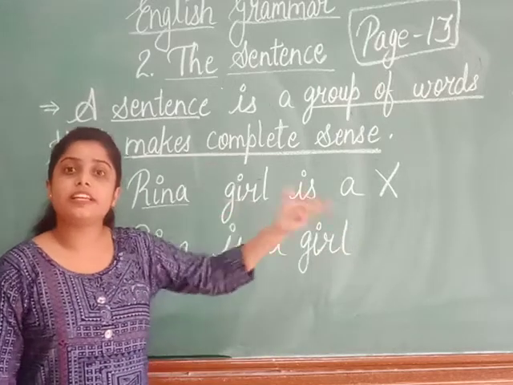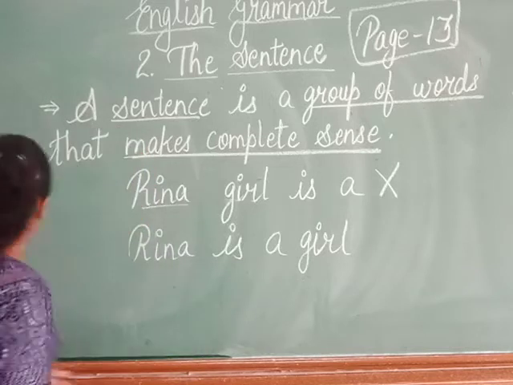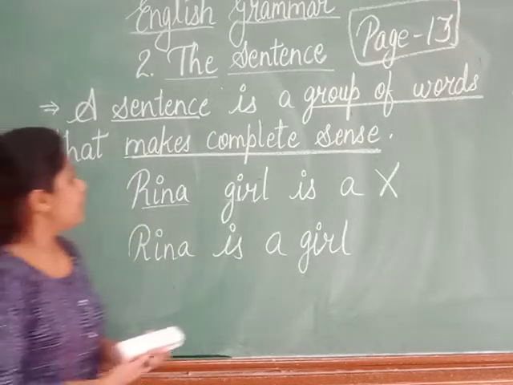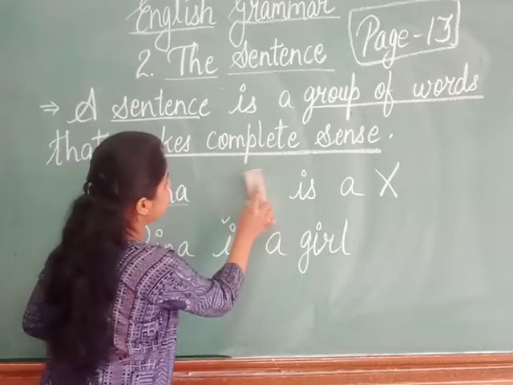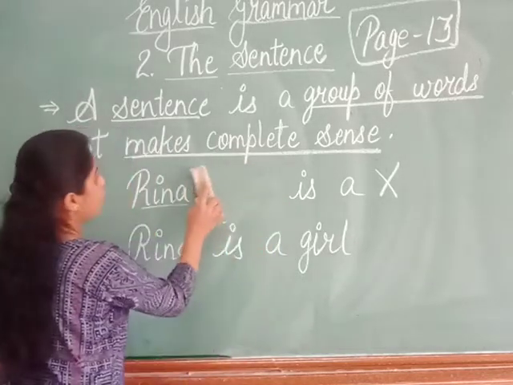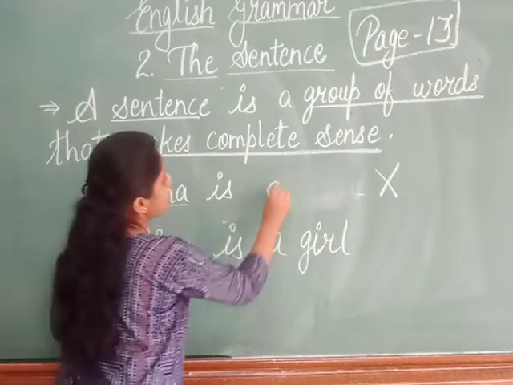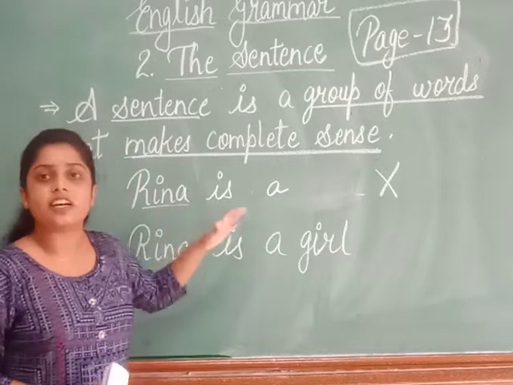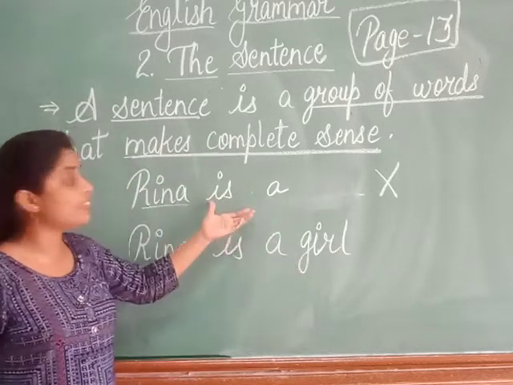वर्ड्स को प्रॉपर्ली अरेंज करने के साथ साथ एक और कंडीशन है that follows. For example, I just remove this word. So what is remaining with me? Reena is a. Reena है एक. Reena क्या है? वो भी बताया ही नहीं गया है इस सेंटेंस में.